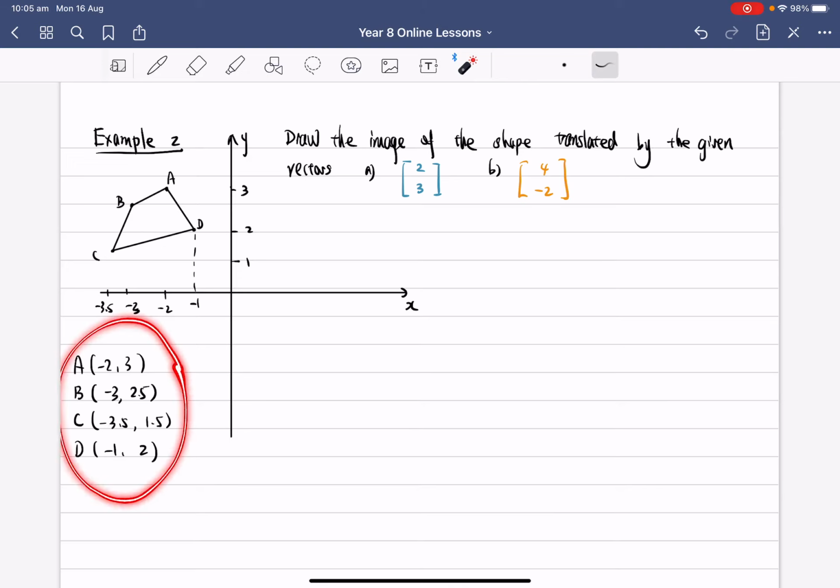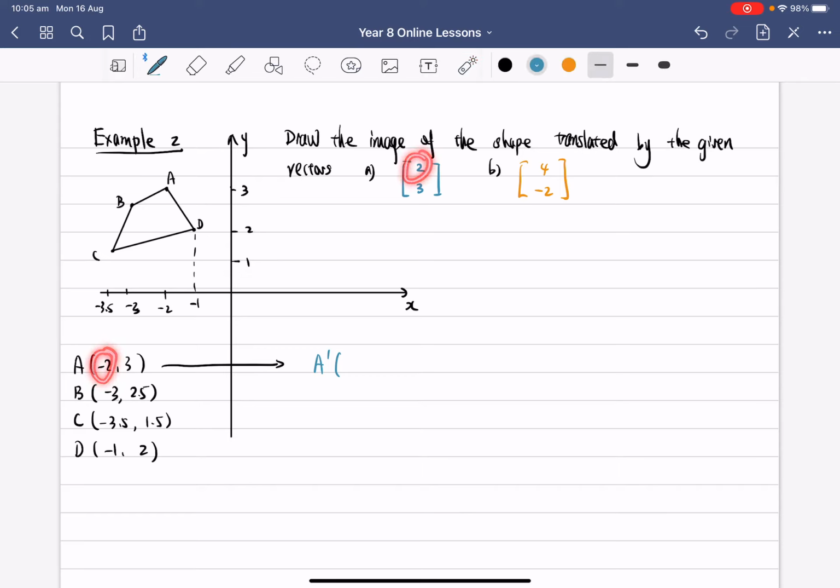Now, once we have these coordinates, you just need to look at the translation factor. Applying this translation factor 2, 3 means shifting to the right by 2 units, and then shifting up by 3 units. So all you have to do is simply add these two numbers to the coordinates. So A dash is going to be, if you think about this, you've got -2 and 2 here, so you add them together, which is equal to 0, and 3 plus 3 is just equal to 6.